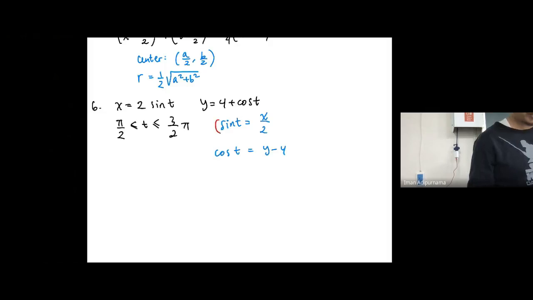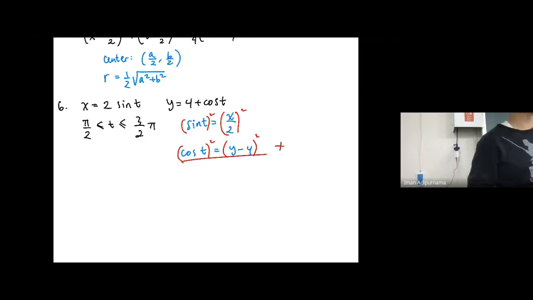Let me square this and square this, and then add them, and this becomes 1 equals x squared over 4 plus y minus 4 squared. This is what? An ellipse. At least you know this ellipse, because it has something here and equals 1, some constant below the x. But it's not at 0, 0. It's at 0, 4.